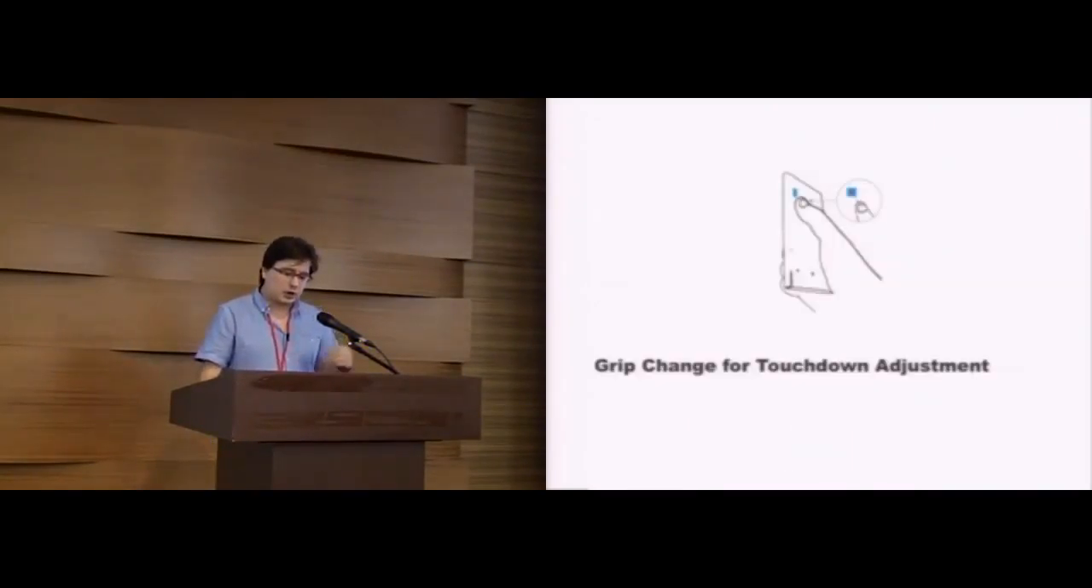Okay, so now moving on to this grip change for touch adjustments. Remember, what we're trying to do here is figure out if there is a way to use the grip change preceding the touch to infer where they actually intended to touch, and find out how we can use that, and if that's useful for improving touch accuracy.